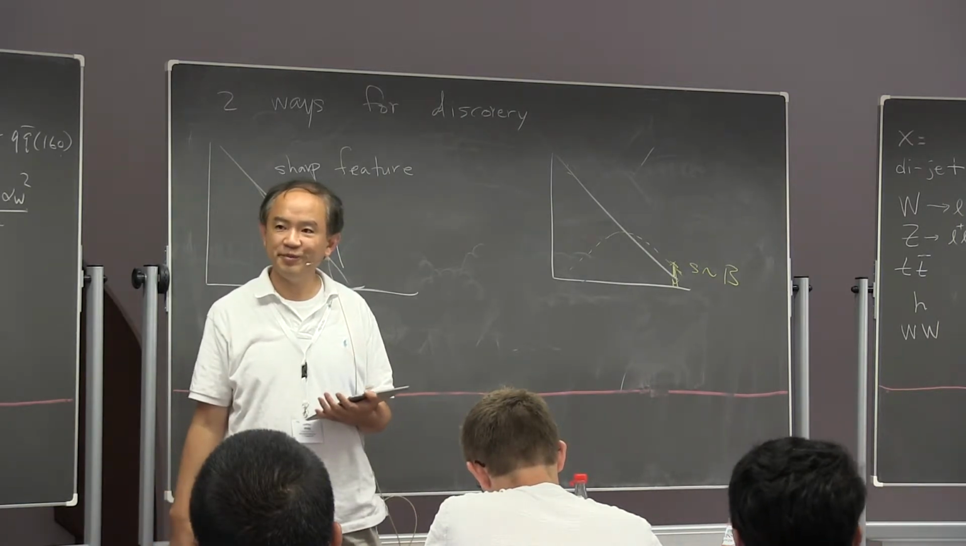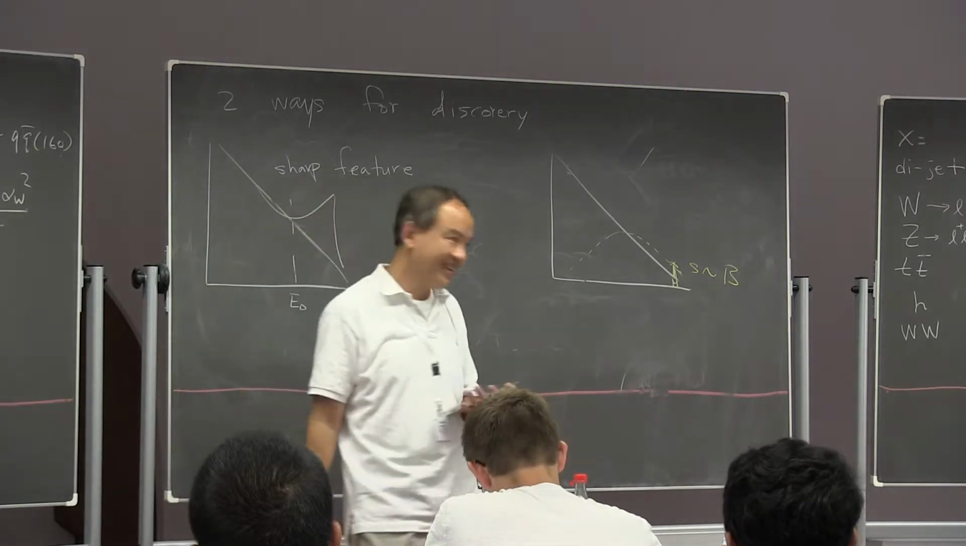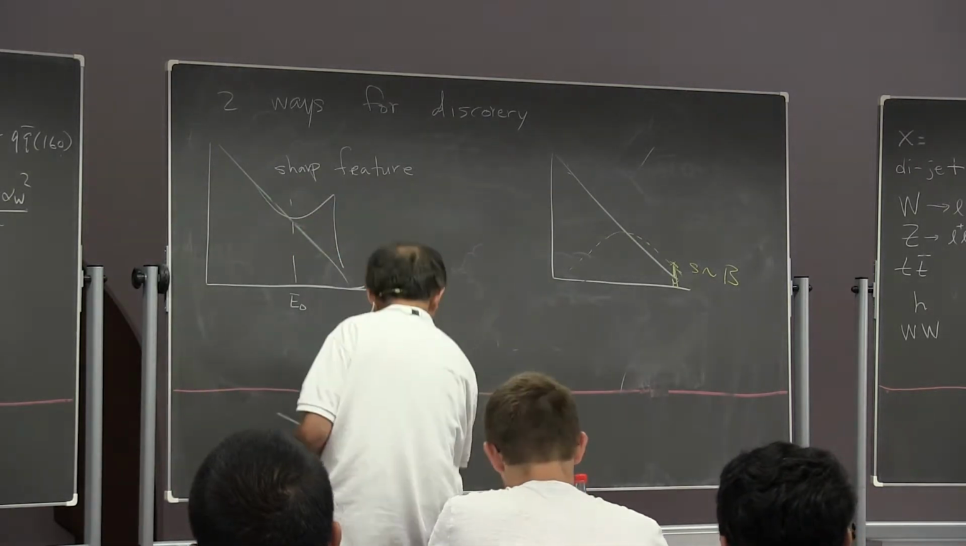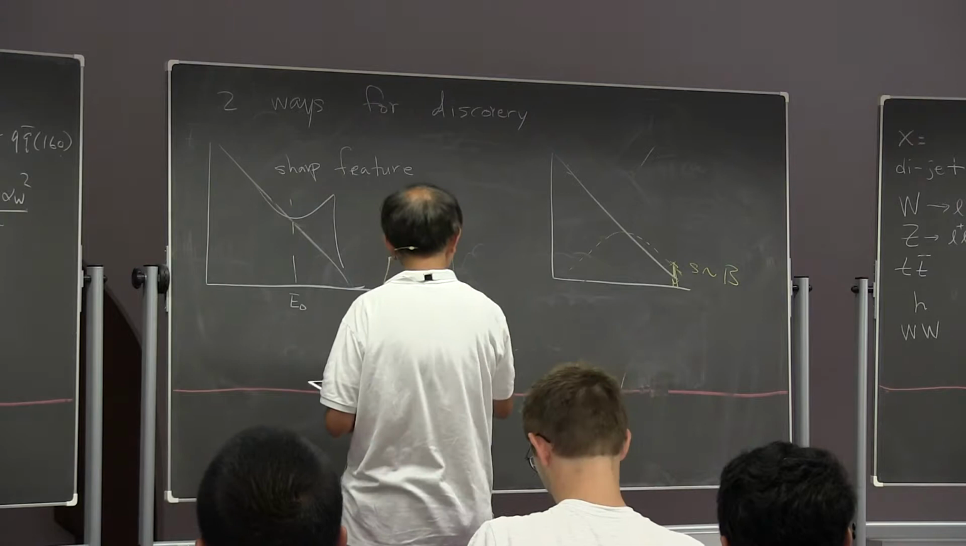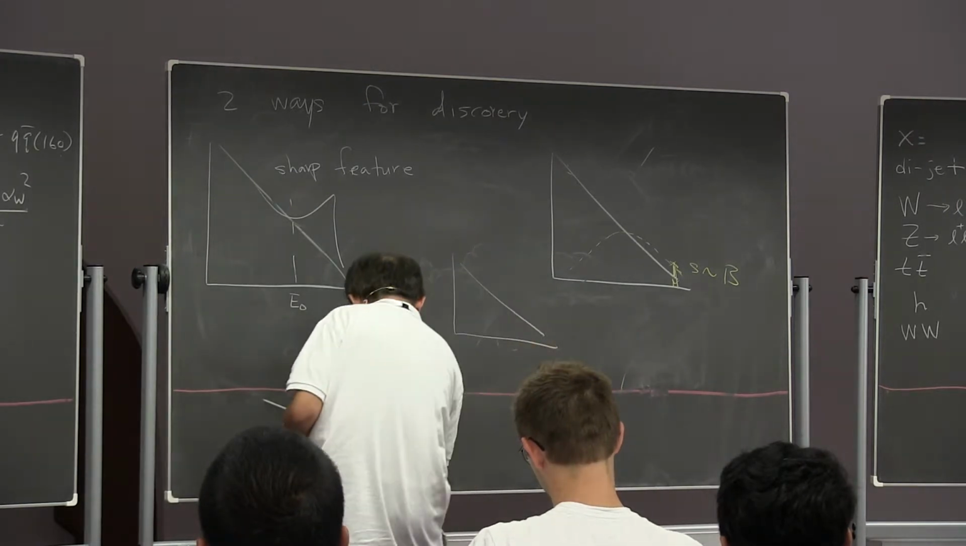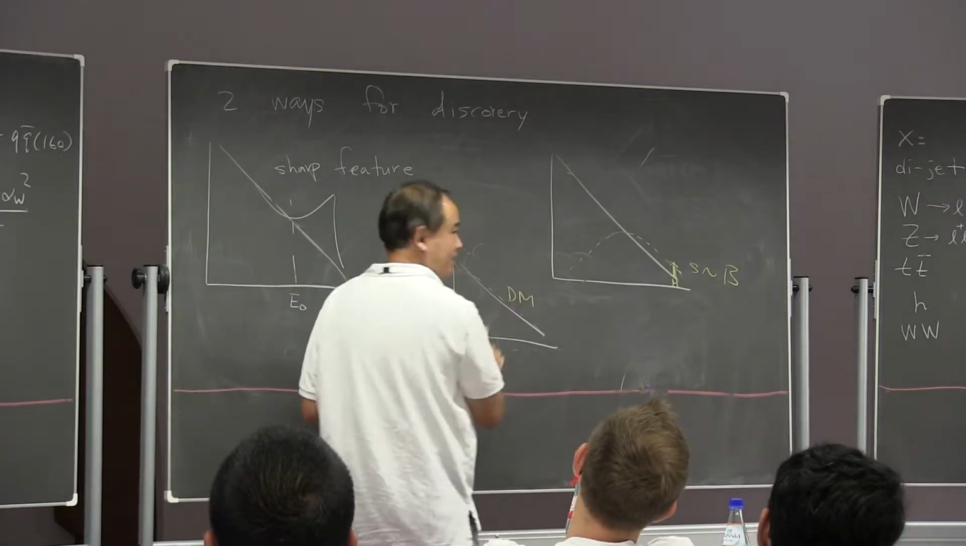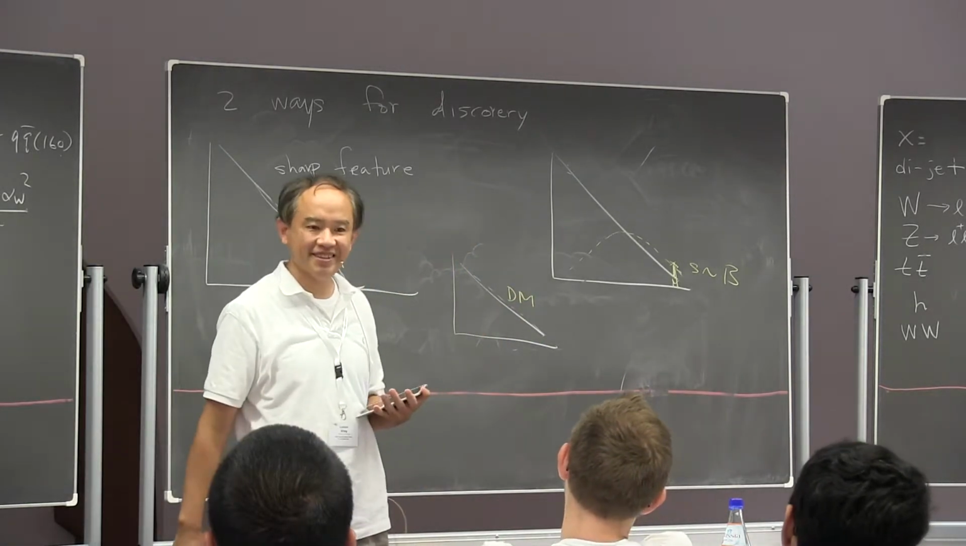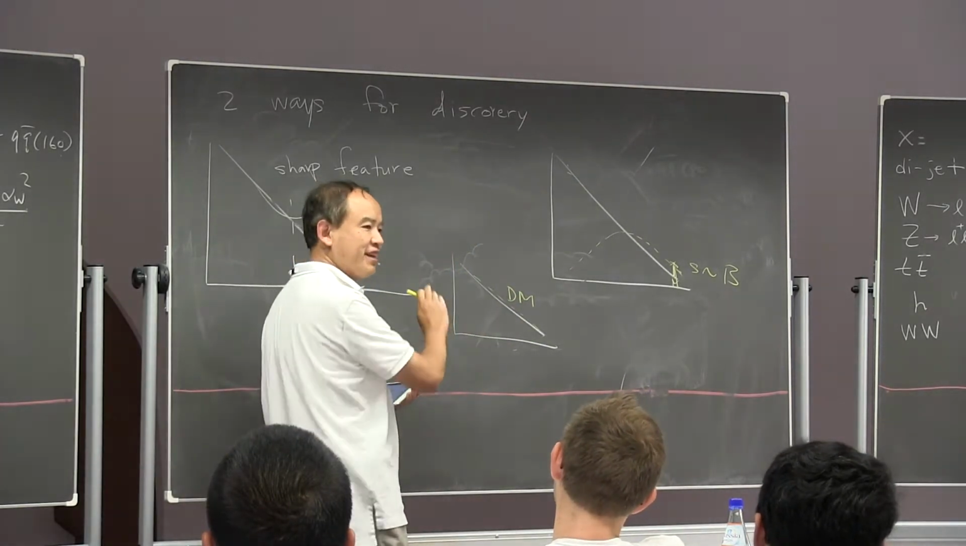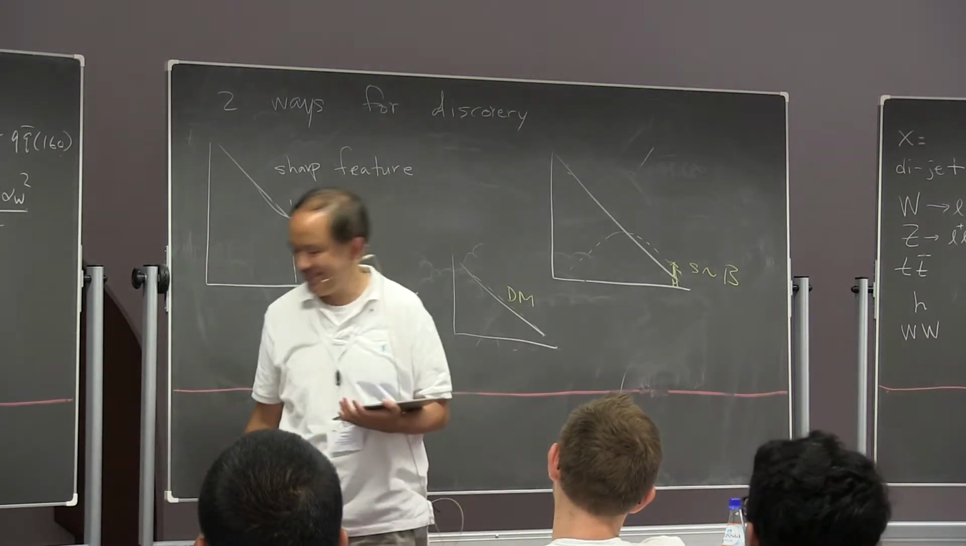Since I'm supposed to talk about dark matter, unfortunately, dark matter looks like this. That's why it's very difficult. We can get back to this, but dark matter looks like this.